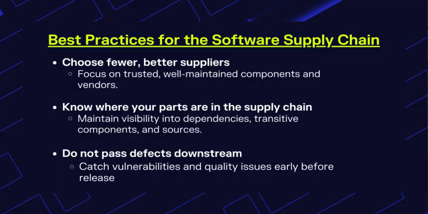Three things. One, choose fewer, better suppliers. What does that mean? Help your teams make better component decisions up front and have less sprawl. Two, know where your parts are throughout your entire supply chain. When you bring a component in, where does it land? Where does it come in? Where is it used? And three, do not pass defects downstream. Those happen to be the Deming supply chain principles from the Toyota production system, but they apply to the software supply chain as well.